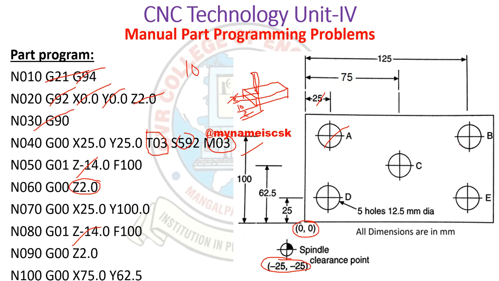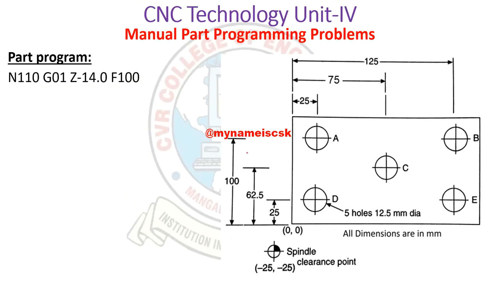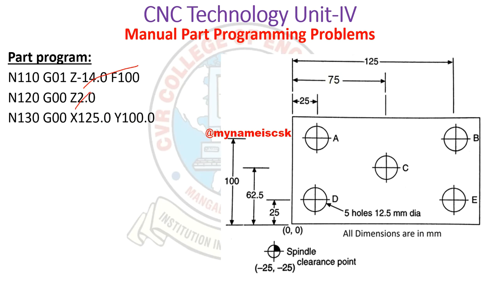Next it has to go to point B, and then it goes to point C. At point C, the X axis is 75 and the Y axis is 62.5. This is the first and this is the second, where it is making the drill. After drilling it has to go to minus 14, then it has to go to 2. This is common for all the things.